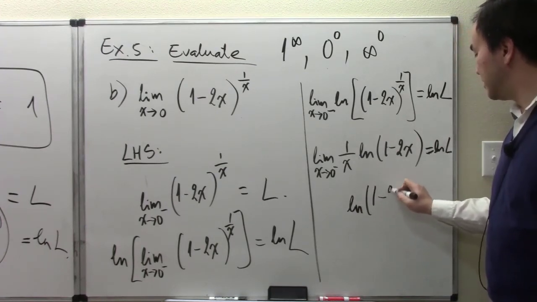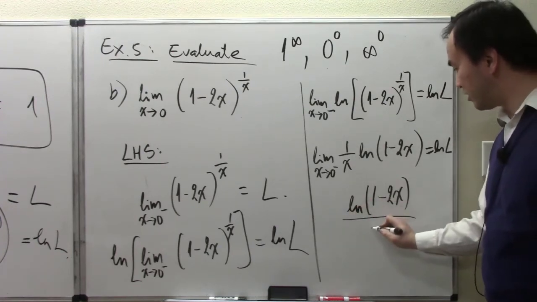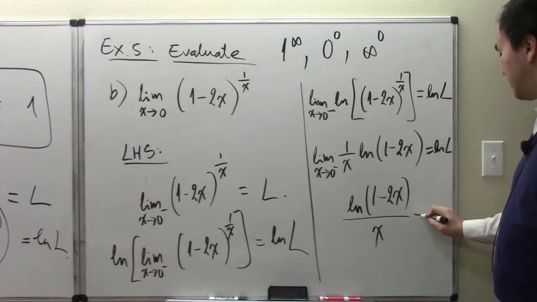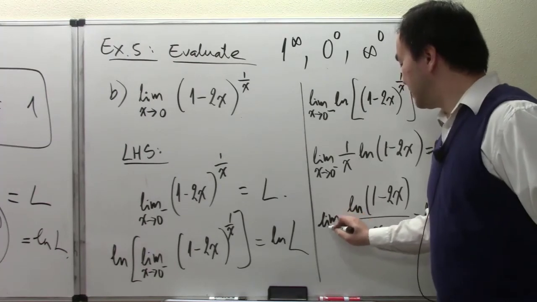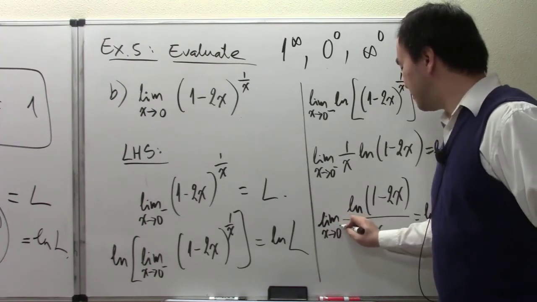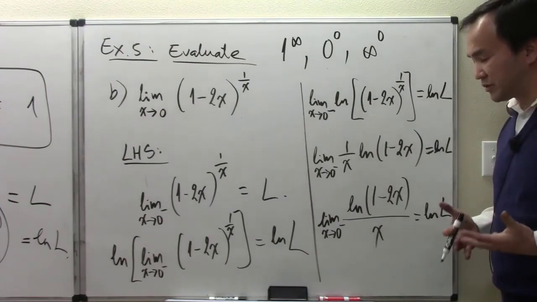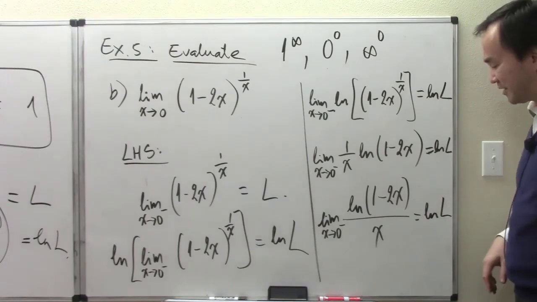1 over 2x, 1 minus 2x inside of natural log over x, if we write it into one fraction. And then all of that equals natural log of L. And take the limit as x goes to 0 from the left-hand side. So I'm trying to use the algebra to simplify it down as far as I can before it's really ready for getting an actual limit.